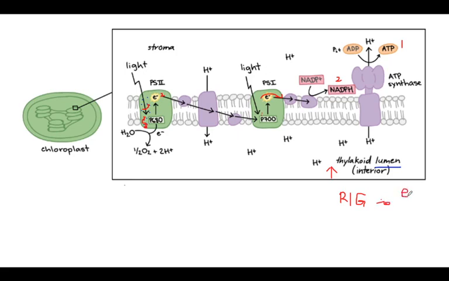Let me show the gain of electron and hydrogen. Okay, so the gaining of electron and hydrogen is called reduction, and the opposite is called oxidation.